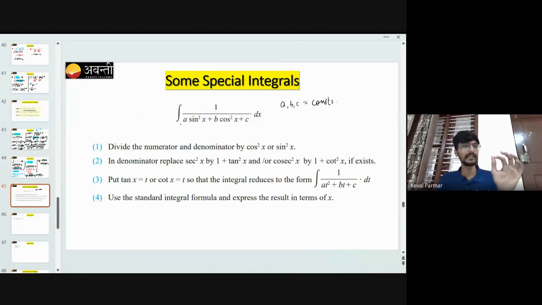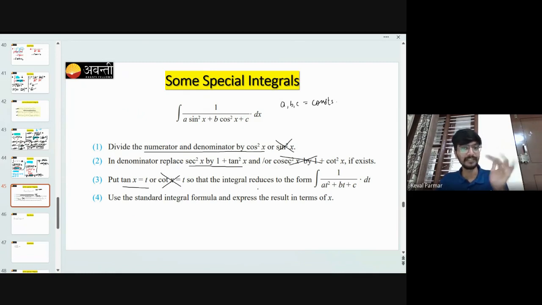So if this format comes, the method to solve it is very simple. Here I have given the 4 steps. What are the 4 steps? Divide numerator and denominator by cos square x. We'll always divide by cos square x, not sine square x. In the denominator, replace sec square x by 1 plus tan square x using the identity. Then put tan x equal to t. We are avoiding the second part, right?